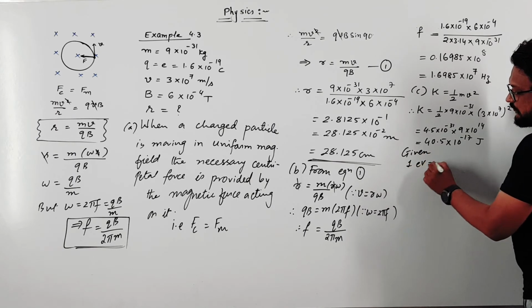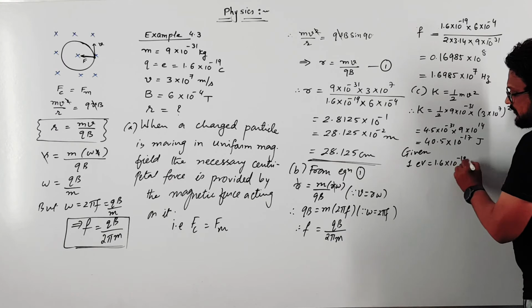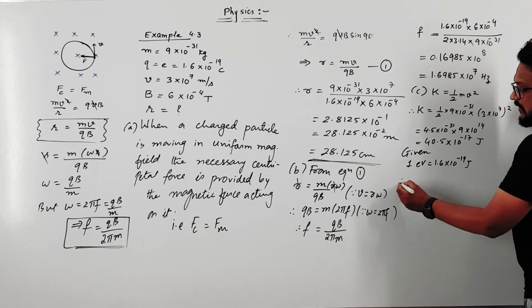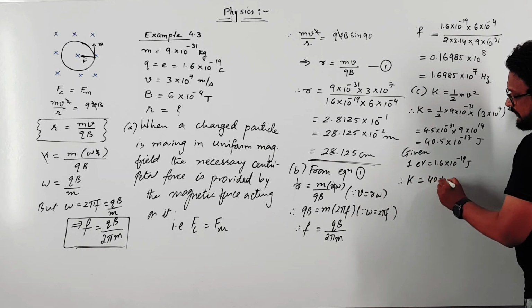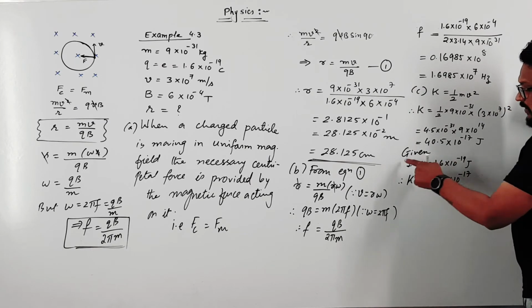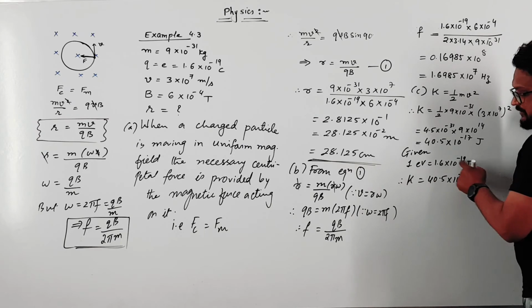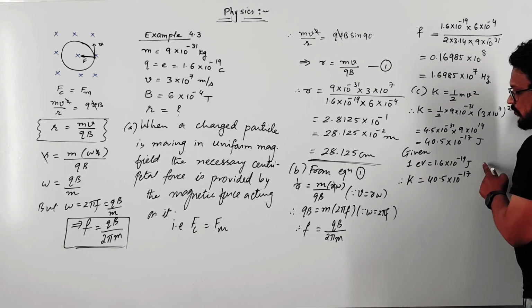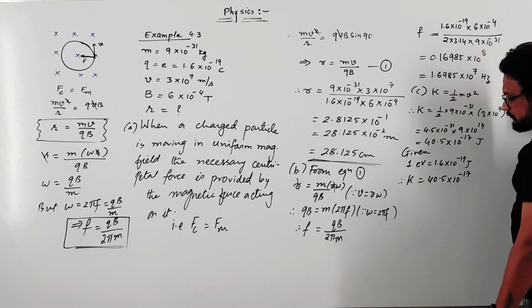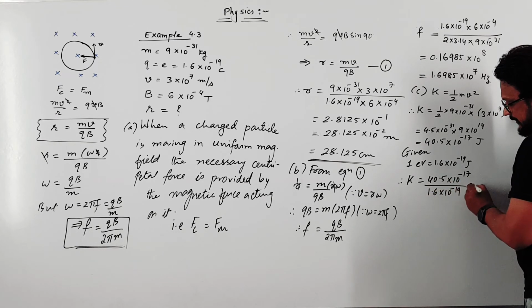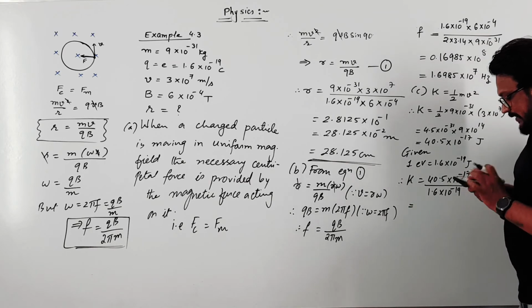It is given 1 eV is 1.6 into 10 to the power minus 19 joule. So 1 joule will be equal to 1 divided by this. So therefore you can directly write K is equal to 40.5 into 10 to the power minus 17 joule. Right, and 1 joule is 1 divided by 1.6 into 10 to the power minus 19, take this on the other side. So 1 divided by 1.6 into 10 to the power minus 19 will be equal to eV. So to convert this into eV, we have to divide by 1.6 into 10 to the power minus 19.